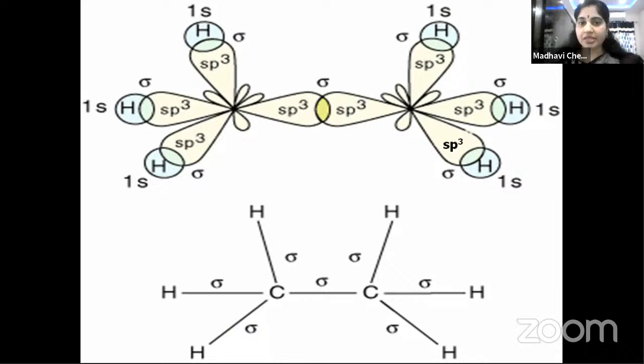Is it clear, children? Each carbon undergoes sp3 hybridization, so it forms 4 sp3 hybrid orbitals. The sp3 hybrid orbitals of each carbon overlap and form one CC sigma bond, and each carbon has 3 more sp3 hybrid orbitals. These 3 sp3 hybrid orbitals overlap with the s orbital of hydrogen and form CH sigma bonds, and for sp3 hybridization the bond angle is 109.5 degrees. Okay, so this is about sp3 hybridization in the ethane molecule.